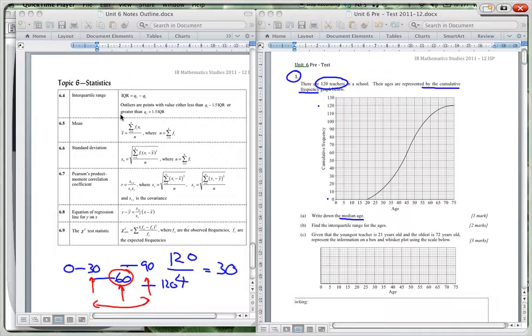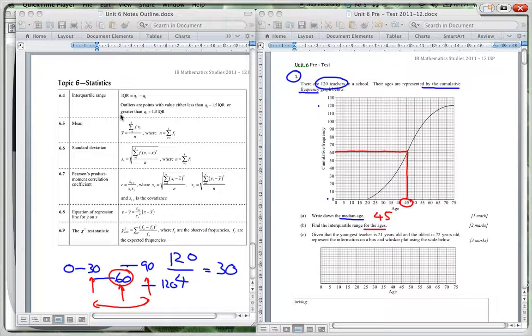So let's just see. So write down the median age. So we go to 60 and we go across here, and then we go down, and we see that our median age is 45.